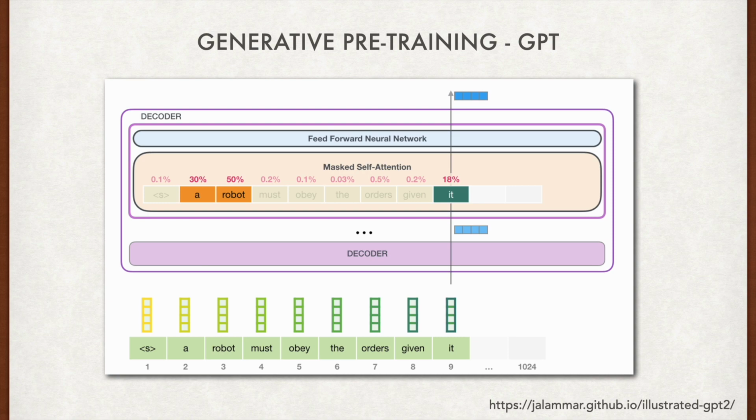As we can see in this slide, when trying to predict the next word after "it" in the context of an input sequence, "a robot must obey the orders given it," the self-attention mechanism calculates how relevant each of the words in the sequence is to understand the word "it." The highest importance here is related to the phrase "a robot," because it is the thing that "it" refers to.